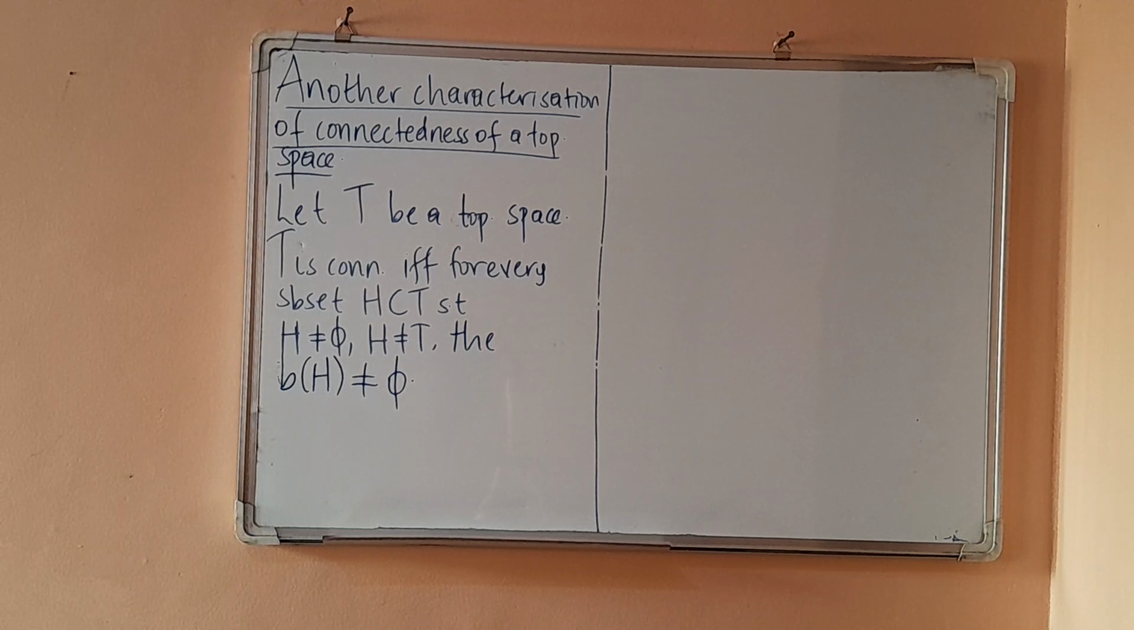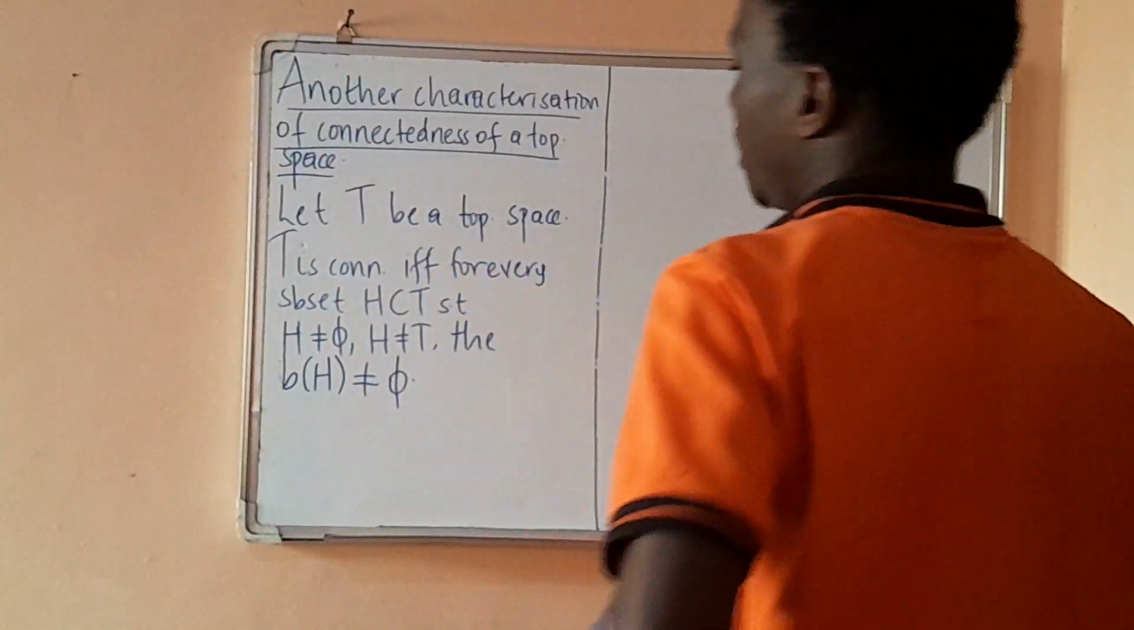Now we are saying that a topological space T is connected if and only if for every non-empty, not equal to T subset of T, the boundary of that set is non-empty. So we are going to prove the forward direction.